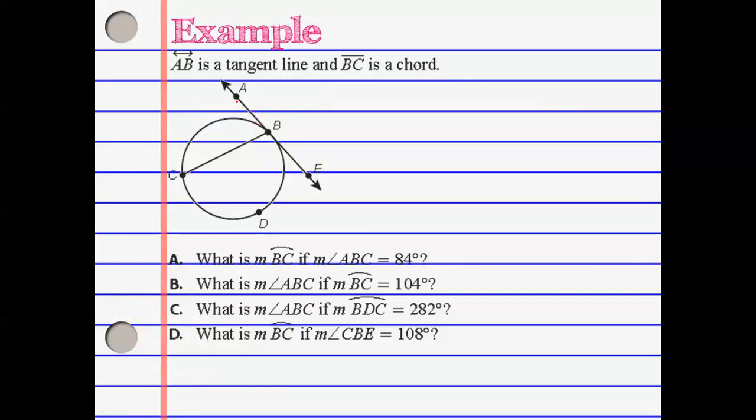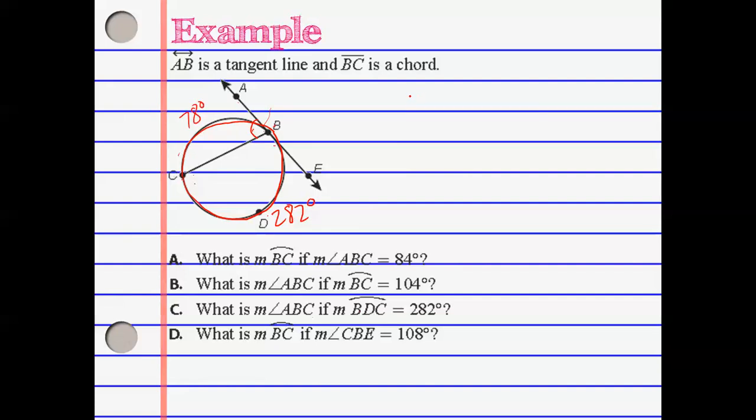This says, what is the measure of angle ABC? So we want to find this angle again, if the measure of arc BDC is 282 degrees. So now we're given this arc, okay, 282 degrees. This one actually requires just one extra step, because in order to find this angle, we need to know arc BC. Well, going back to what we know about a circle, it is 360 degrees. So we can take 360 and subtract 282. So we know the measure of arc BC is going to be 78 degrees.